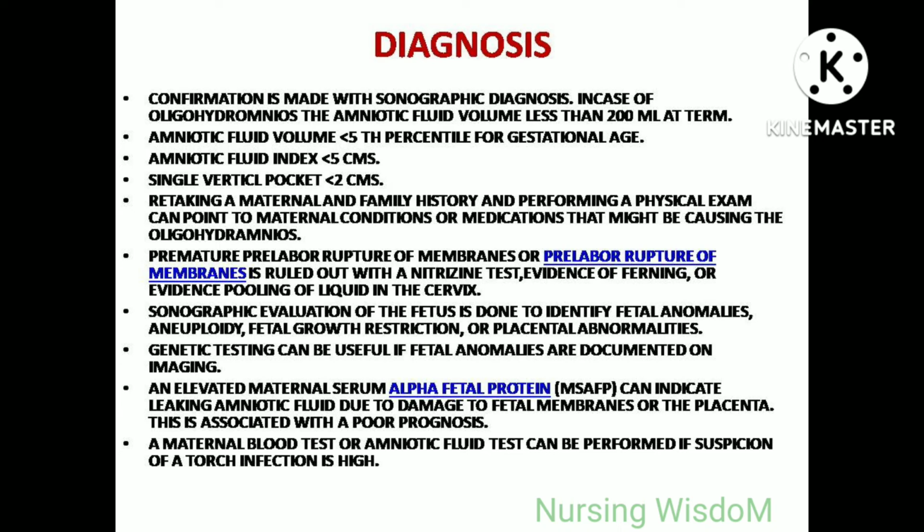Genetic testing can be useful if fetal anomalies are documented on imaging. An elevated maternal serum alpha-fetoprotein can indicate leaking amniotic fluid due to damage to fetal membranes or the placenta. This is associated with a poor prognosis. A maternal blood test or amniotic fluid test can be performed if suspicion of a TORCH infection is high.